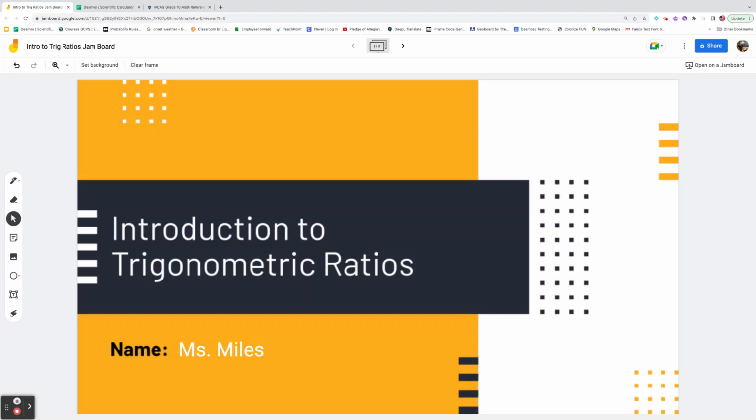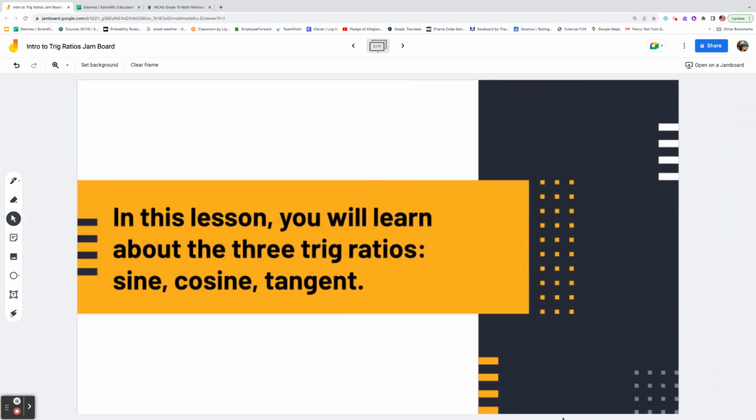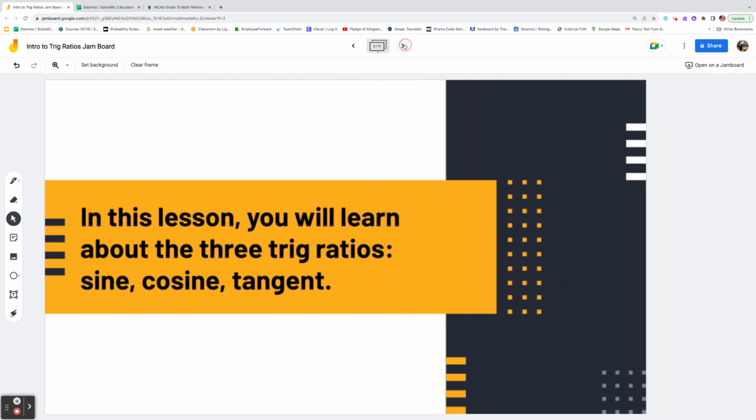This lesson is an introduction to trigonometric ratios. So we'll be talking about trigonometry, and we'll be thinking about ratios, the comparison of two numbers. You will be learning about the three trig ratios: sine, cosine, and tangent. Now we abbreviate these three trig ratios with their first three letters.